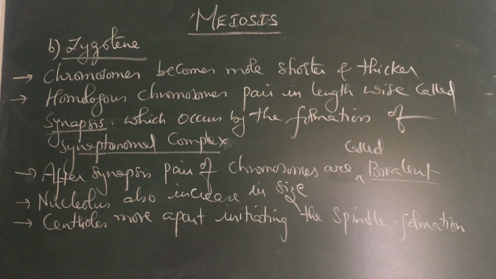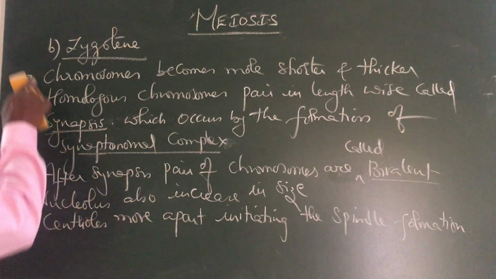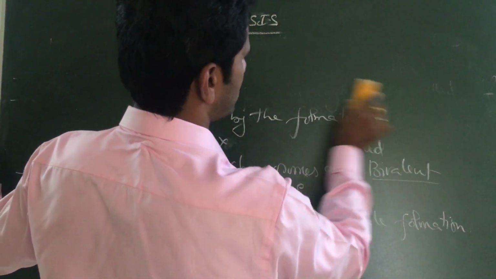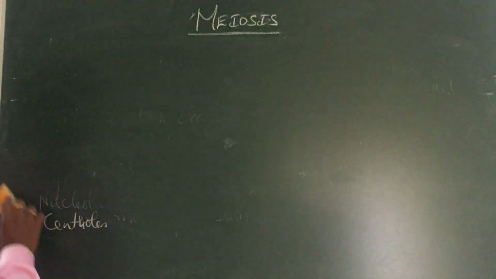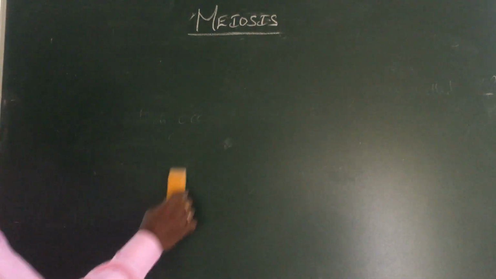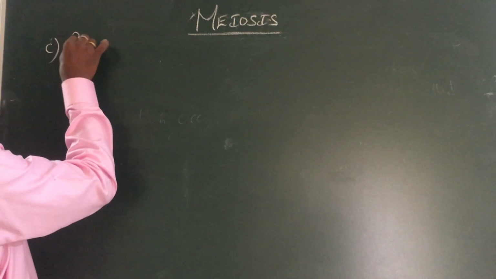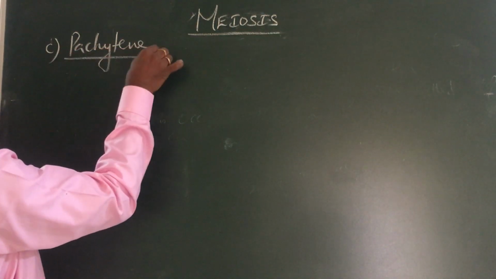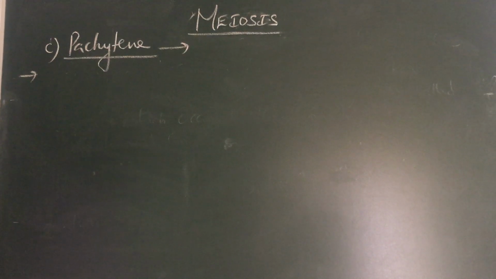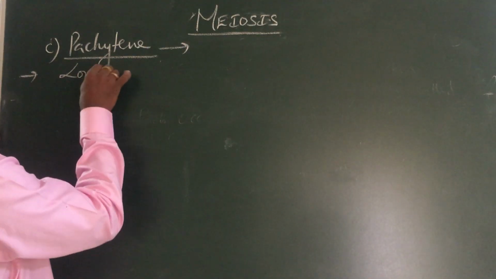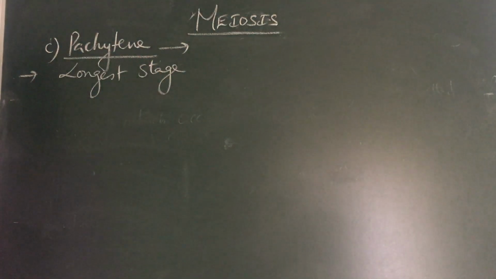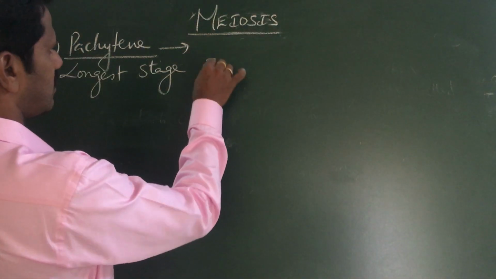Next, pachytene. Till now, the homologous chromosomes paired and formed bivalents. Now, what will take place in pachytene? Pachytene is the longest stage in prophase-I, and it is a stable period.